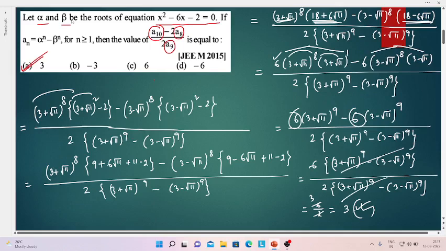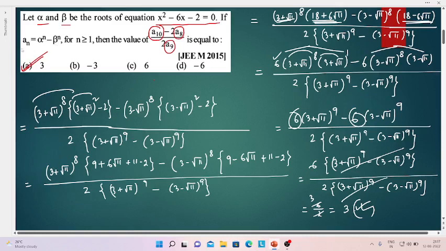You can take alpha equals 3 minus root 11 also. There is no issue, right? So we took alpha equals 3 plus root 11 and beta equals 3 minus root 11. After that, we have to find the value of an, which is nothing but 3 plus root 11 to the power n minus 3 minus root 11 to the power n, right?